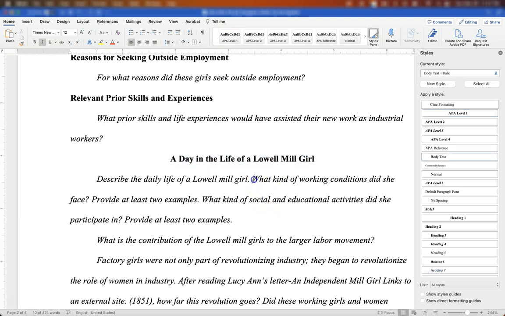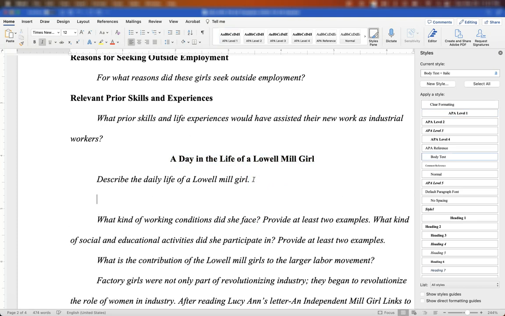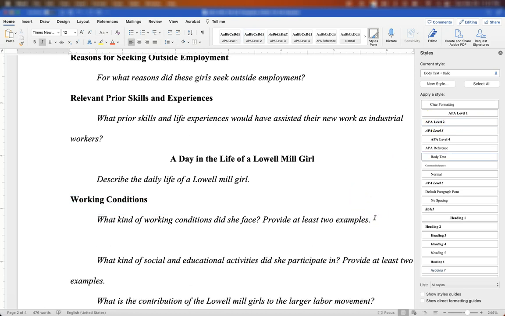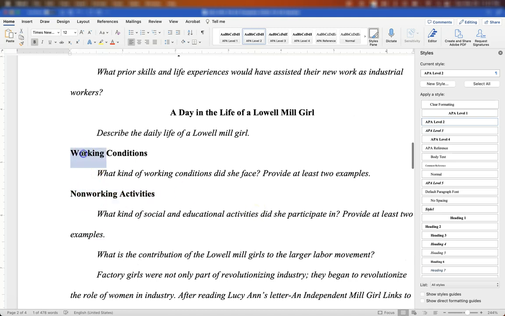And so we have these sub-questions here. And so, oh, what kind of working conditions? All right, well, let's make that a level 2 heading. What kind of social and educational activities? Oh, well, those are talking about non-working conditions. Or non-working activities. And so, while there is more than one way you can phrase this, I'm using working and non-working specifically to show the contrast. Here are the things you're required, here's the things you're not.